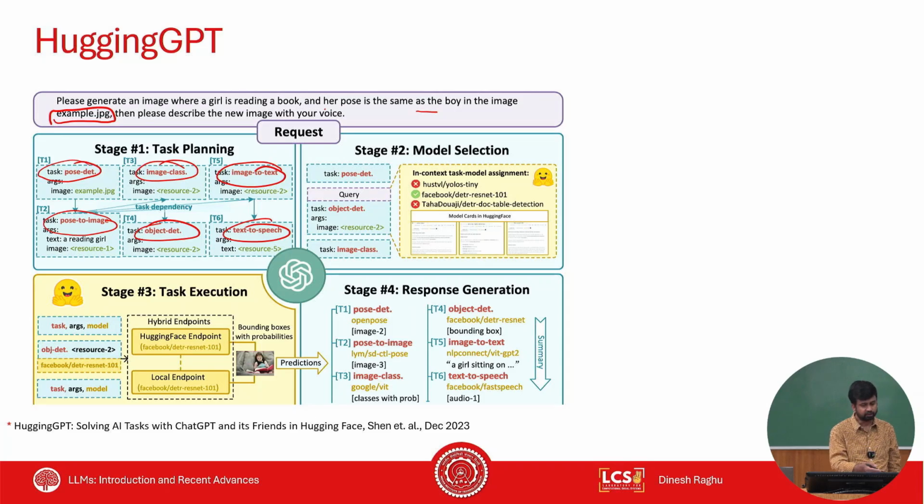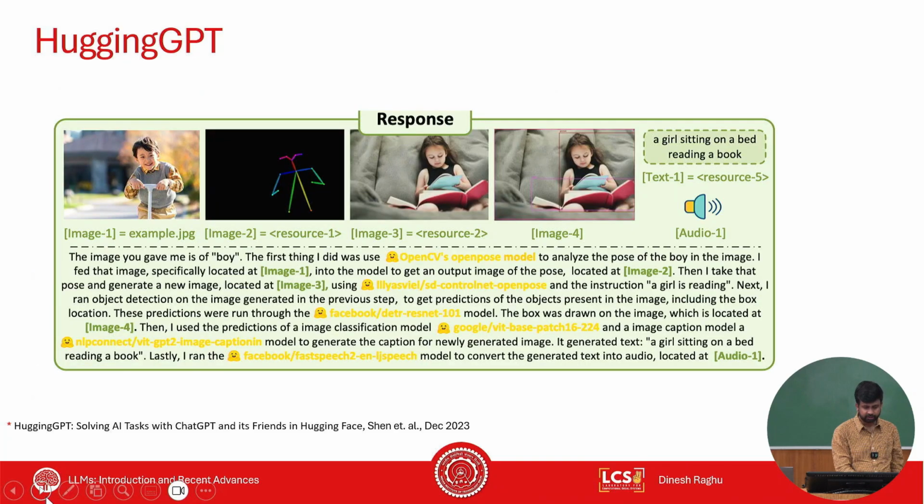So it's also created a dependency graph, right? So now all it has to do is execute this one at a time, and then finally once it executes, then it can generate the final response, which is the audio. So here you see this is the image of the boy, and then it uses pose detection to get the exact pose of the boy, and then it was able to generate an image in which a girl is reading in the exact same pose, right?